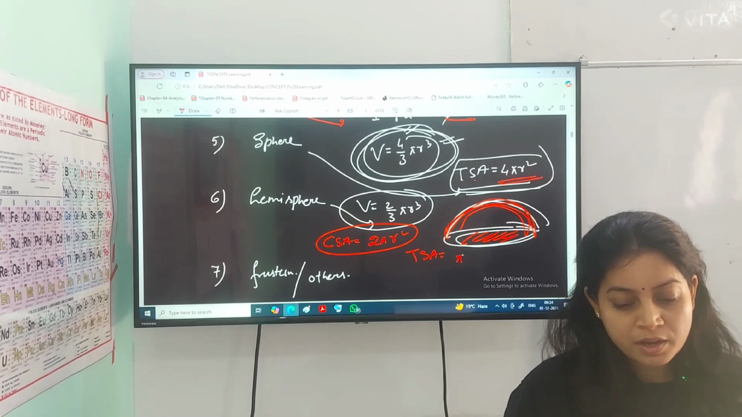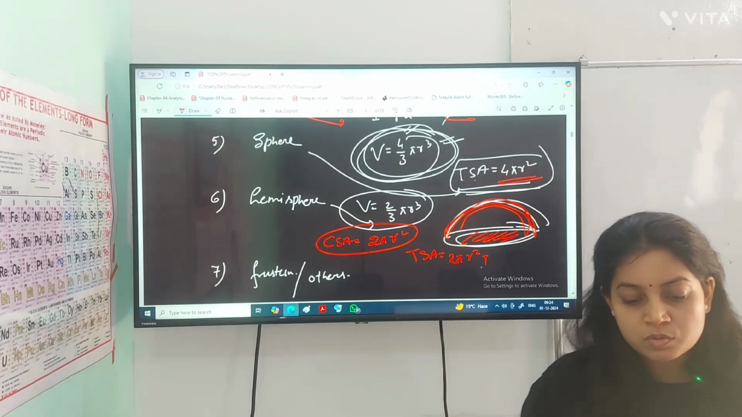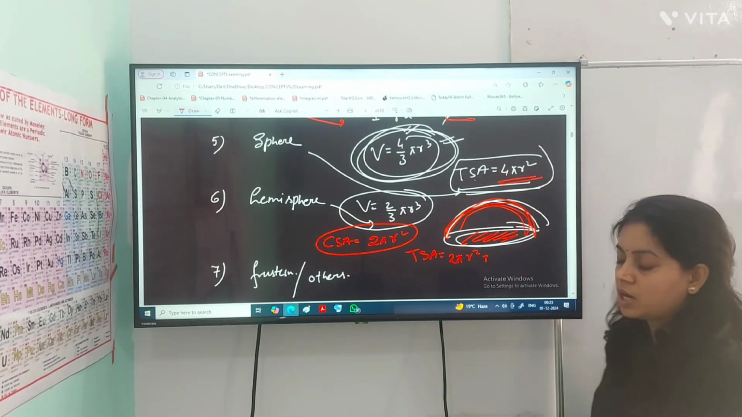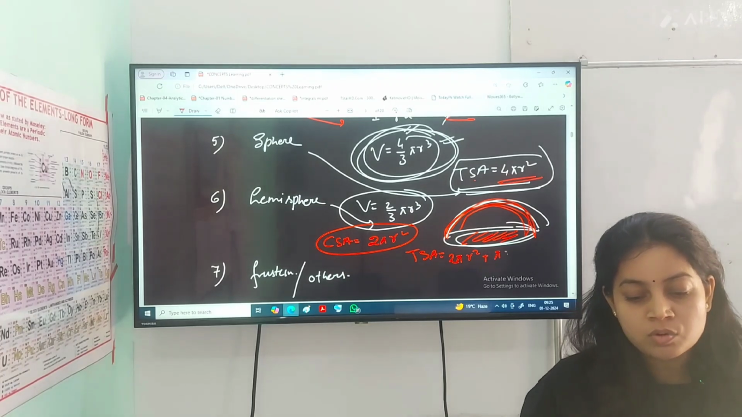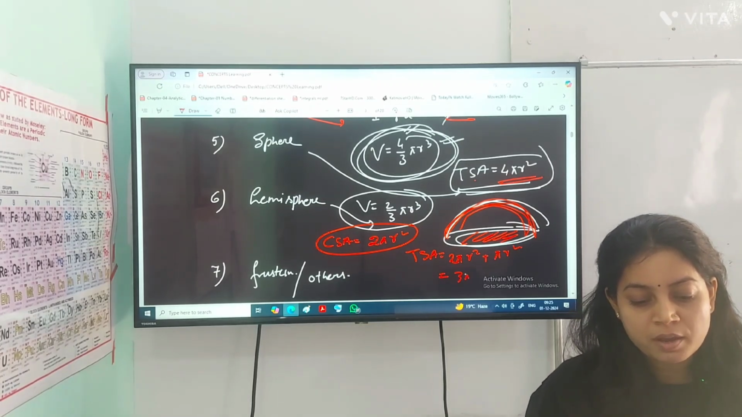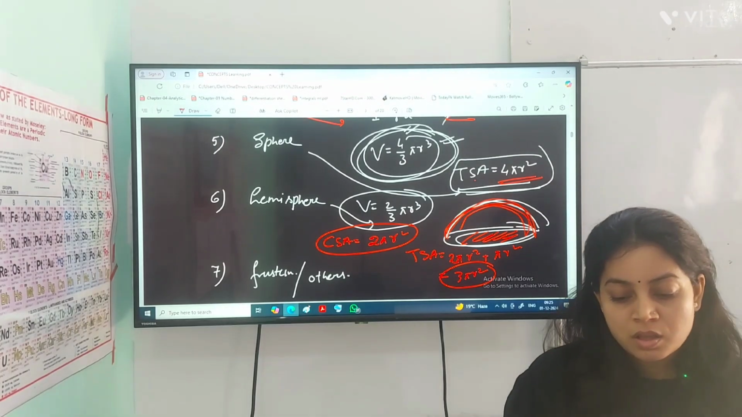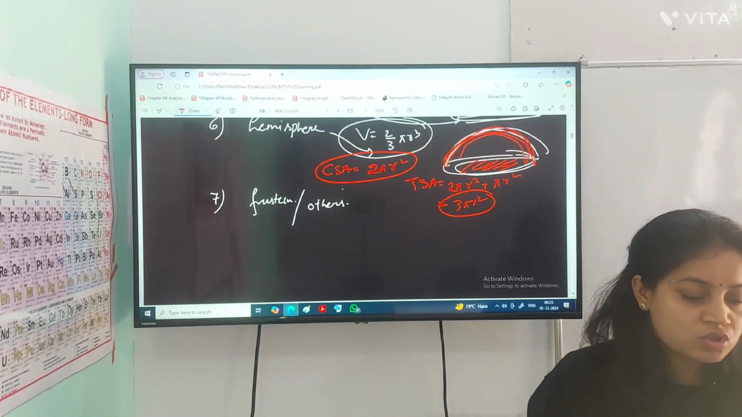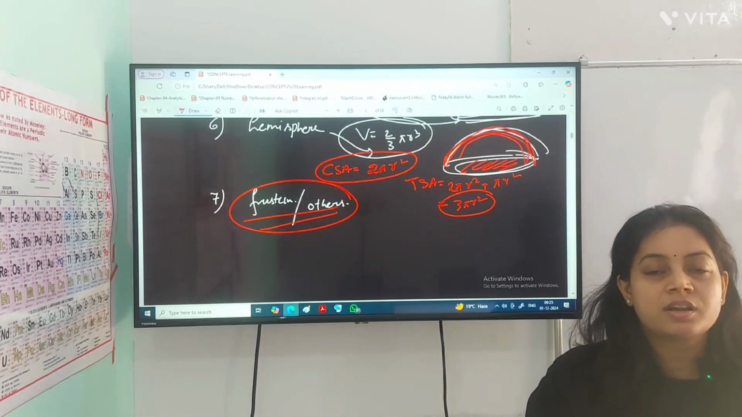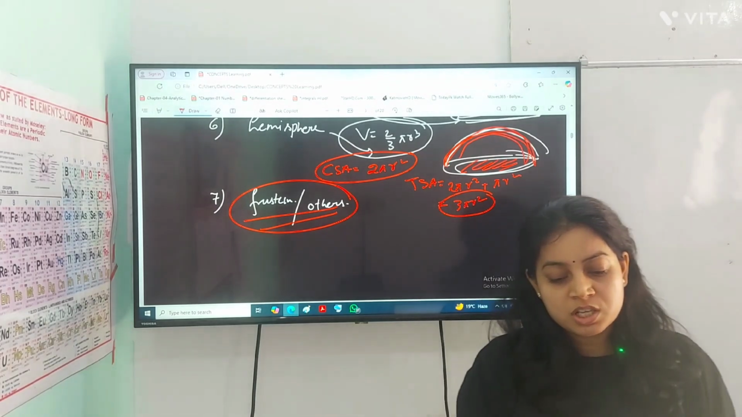But in case of the total surface area, you'll need to take the bottom side area also. So 2 pi r square was already there, and the bottom area, that means pi r square, I add to it, and it will become just 3 pi r square. That will be the total surface area of the hemisphere.